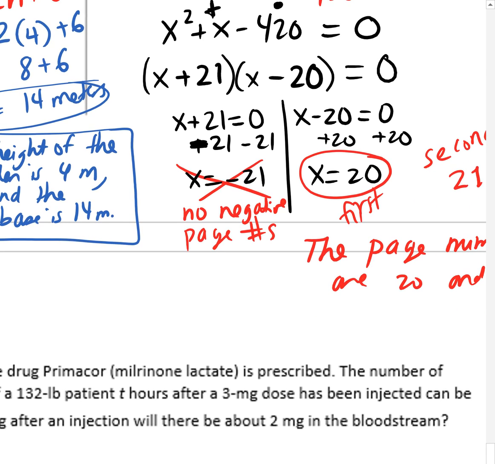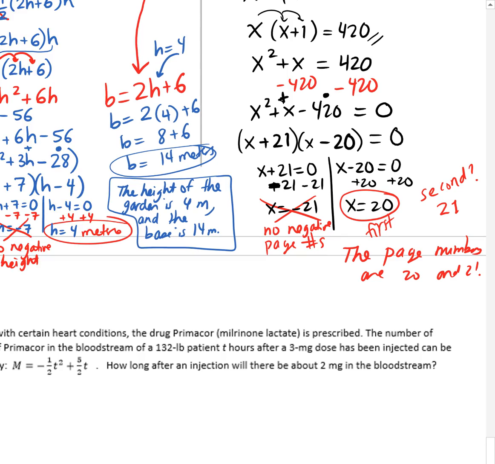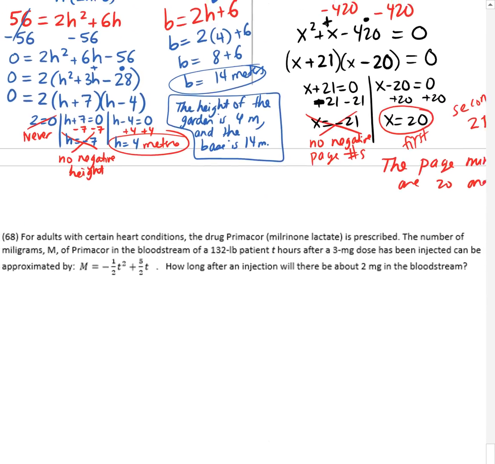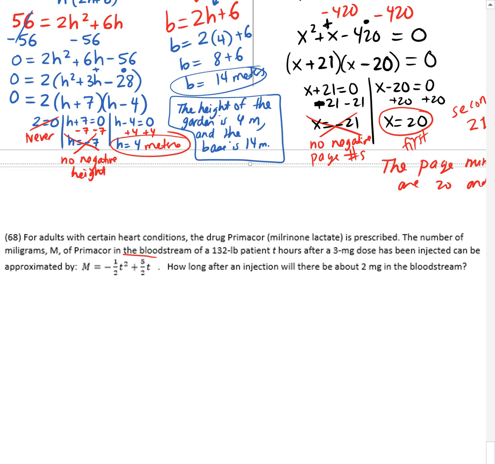Alright, so the last one in this section, what do we have? These ones are actually better. I like these because they give us a little, not formula, but a little expression for it. For adults with certain heart conditions, the drug Primacor is prescribed. The number of milligrams of Primacor in the bloodstream of a 132-pound patient T hours after a 3 milligram dose has been injected into them is approximated by this formula.